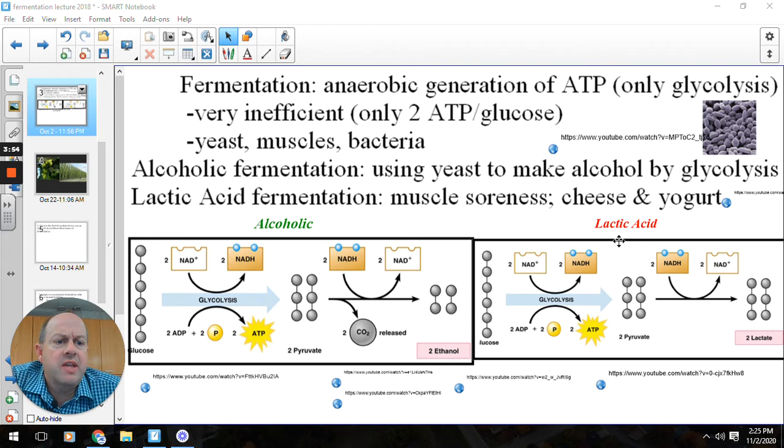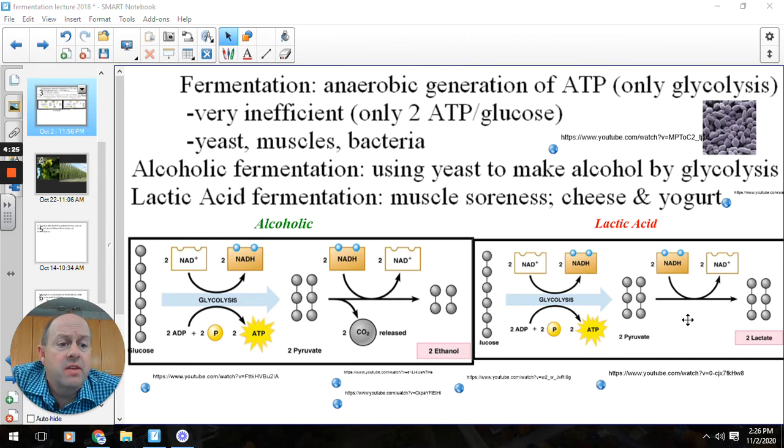Now, lactic acid fermentation is going to be done by, like I said, your muscles, and bacteria can also do this. And so this is the process of making like cheese or yogurt, and then also your muscle soreness comes from lactic acid fermentation. So it's that same glucose, 6 carbons, and it goes through glycolysis. So we're making 2 ATP, we're making our NADH, and we're making our 2 pyruvates.